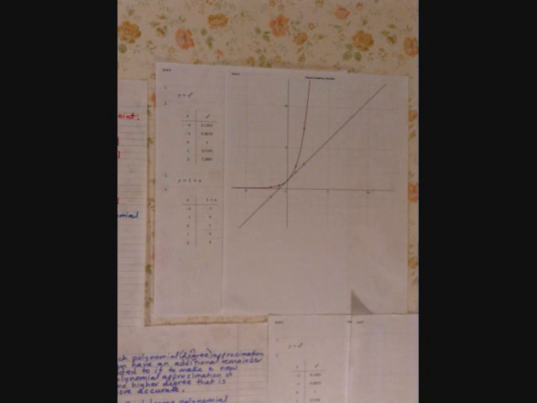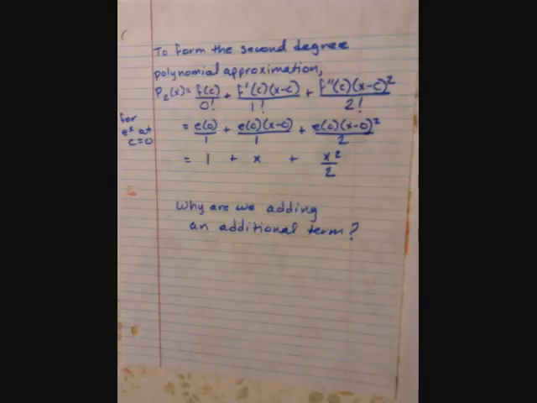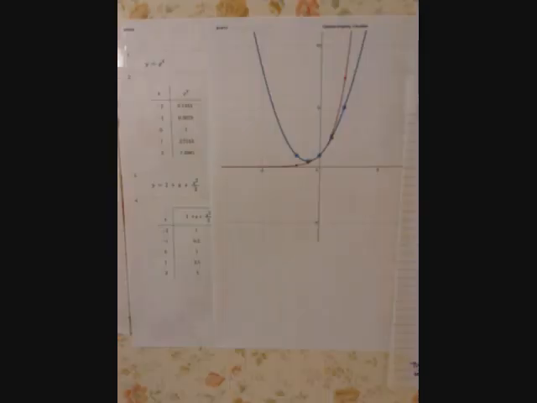To form the second degree polynomial approximation, p sub 2 of x, you take that same polynomial, 1 plus x, and you add a third term, which is the second derivative at c times x minus c quantity squared over 2 factorial. So you're adding x squared over 2. Why are we adding an additional term? Okay, let's look at the graph of the second degree polynomial approximation, 1 plus x plus x squared over 2. Now we have a parabola that is overlaid over the e to the x graph, and the graphs are a little bit closer than the linear approximation was.